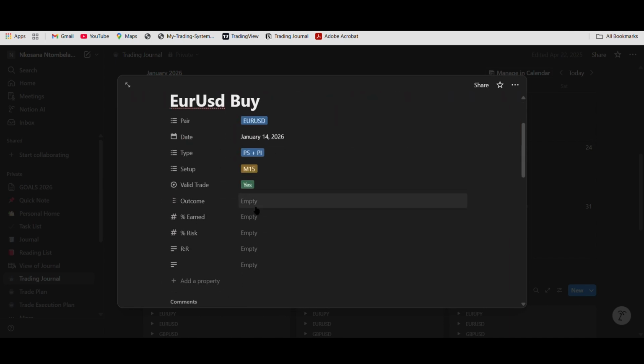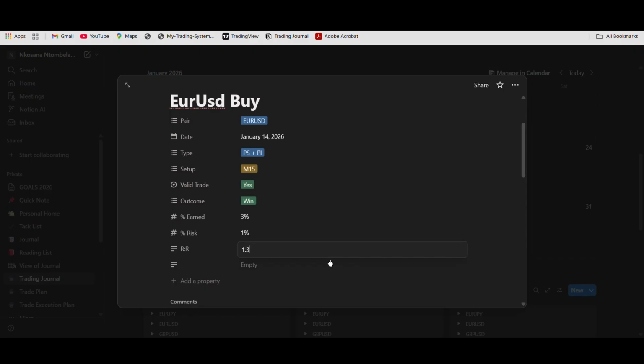And then outcome ends up being a winner. Percentage earned is 3, risk is 1, and then RR will be 3 is to 1. Is it 3 is to 1 or 1 is to 3? 1 is to 3, I think. Fuck, I forgot how this works. It's been so long. 1 is to 3.